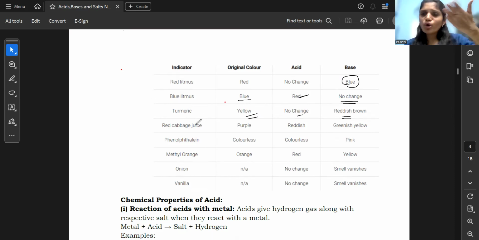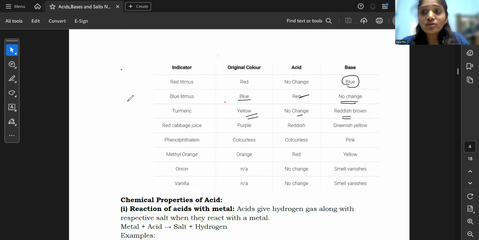Usually what we do is we take a paper. We make a turmeric paste, and on the paper I will put the turmeric paste, and this will act as an indicator. Now put some of whichever substance you want to know whether it's acid or base on this turmeric paper. If the paper is still remaining yellow, then you say that the compound is acid.